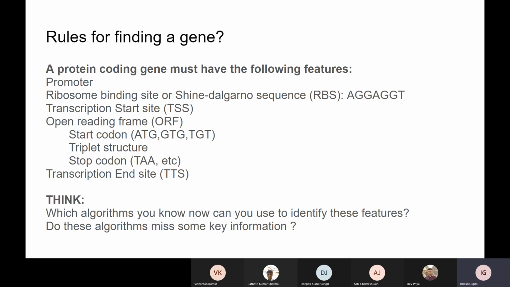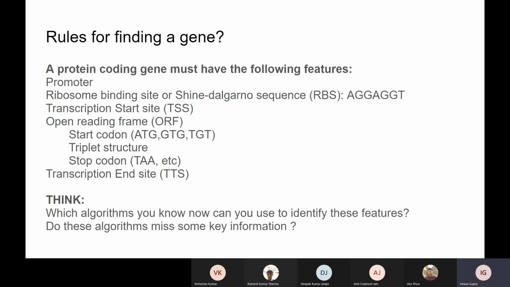So what about open reading frame? You said that you could have a start codon and a stop codon, but just having those two things is not enough, right? The start codon and stop codon have to be present in frame, right? Yes, sir. Does that make sense? And then after that, you could also have what's called a transcription end site, a transcription termination site, right?